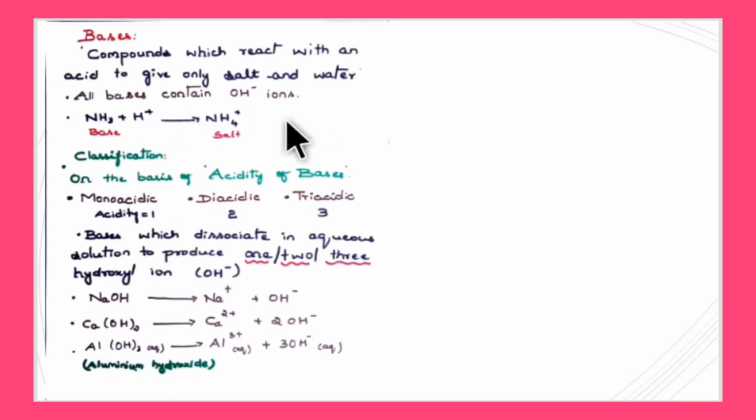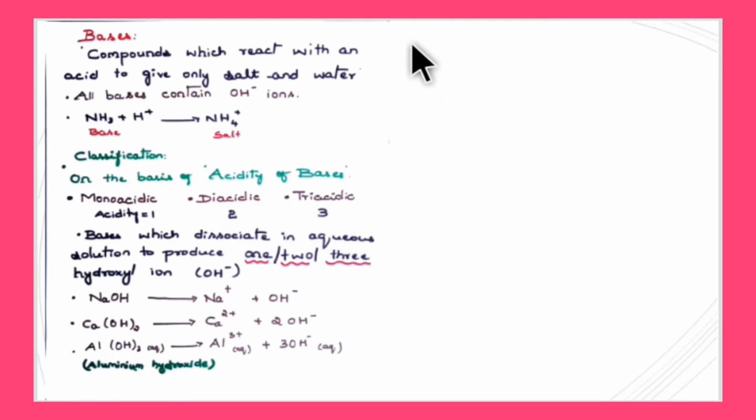So how do they classify? Well, let us see one by one. Here, on the basis of the acidity of the bases, they are classified into three types: monoacidic bases, diacidic bases, and triacidic bases. Mono means one, so here acidity is 1, diacidic means acidity is 2, tri means 3. So let me explain that now.